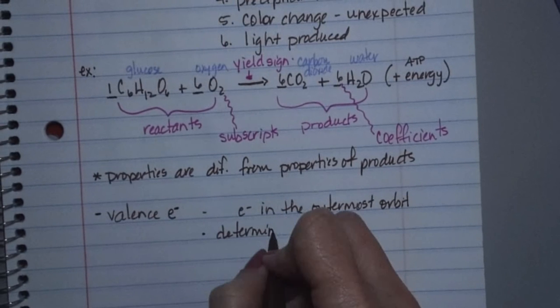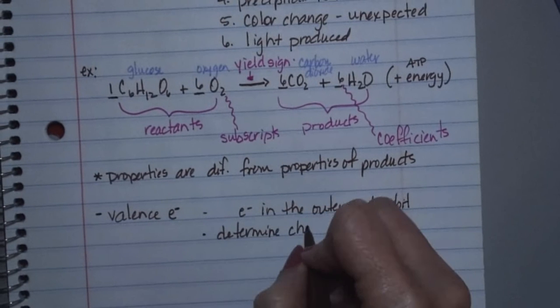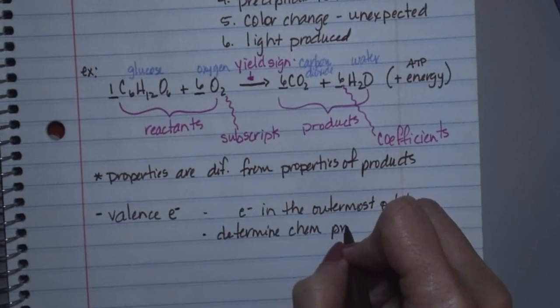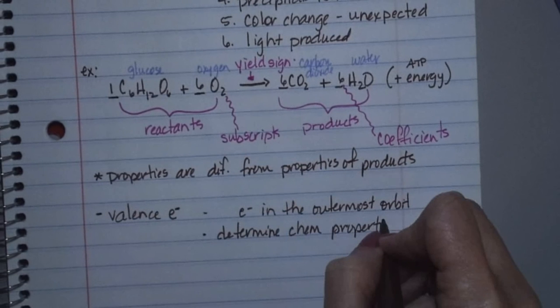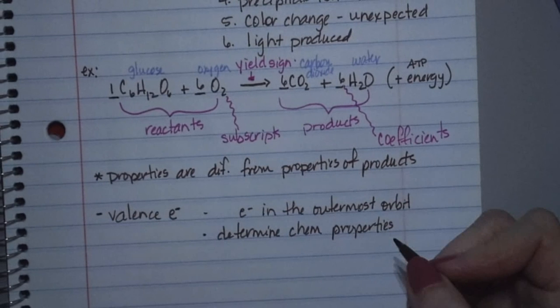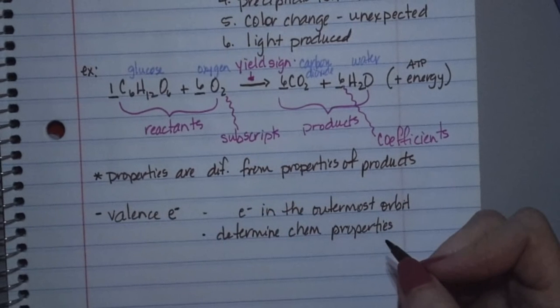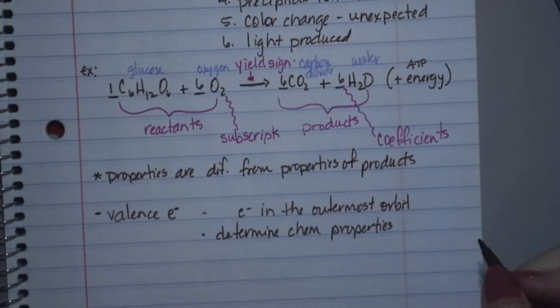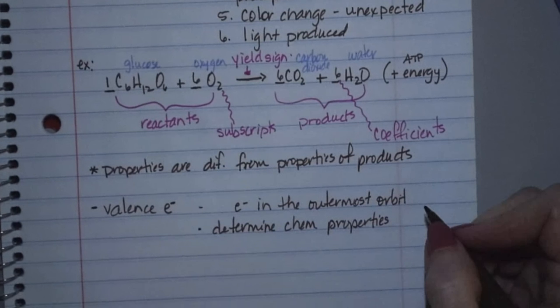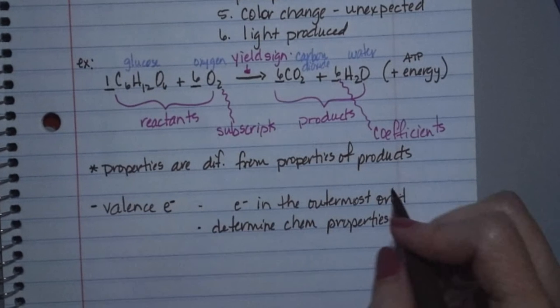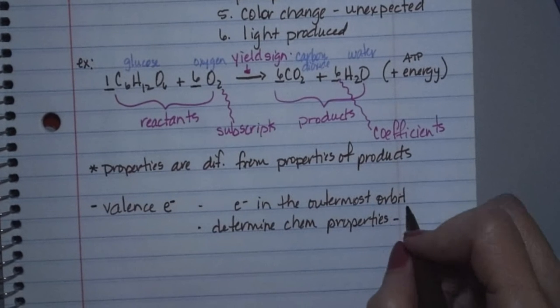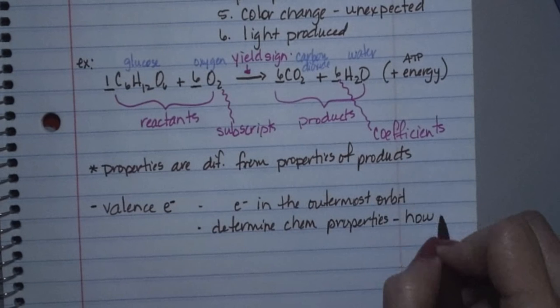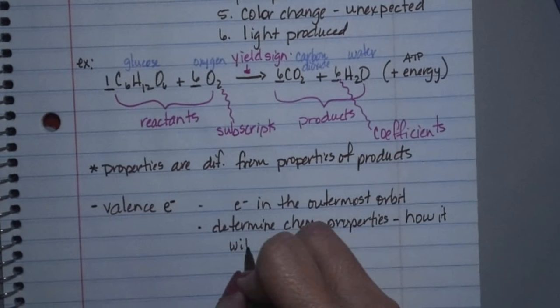So when you studied the periodic table, you studied that all the group 1 elements, with the exception of hydrogen, are the alkali metals, and all the group 2 are the alkaline earth metals. And if they're in the same group, they have similar properties. And when I say chemical properties, I'm talking about how it will react with other elements, how it will react with other stuff.